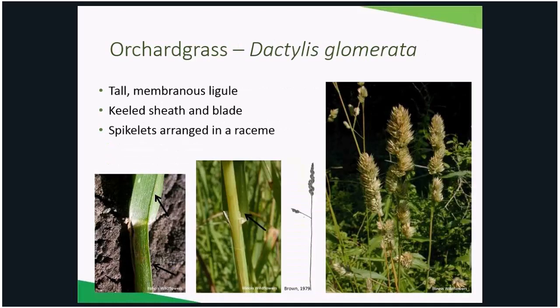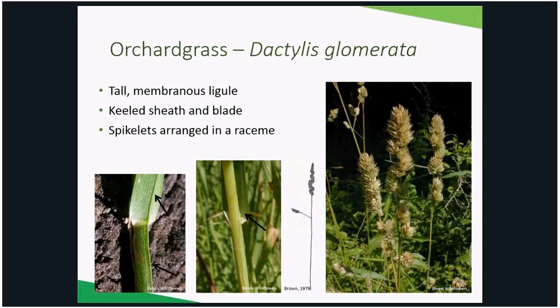Okay, orchard grass is another common pasture grass that you'll see. It has a tall membranous ligule, which is a good clue, but another really unique feature of this grass is that it has a keeled sheath and leaf blade. And in this case, that keeled word refers to the fact that it looks like the sheath and the blade were folded and then didn't quite open all the way back. So you can see a very distinct folded line along the back of the leaf sheath and underneath the blade.